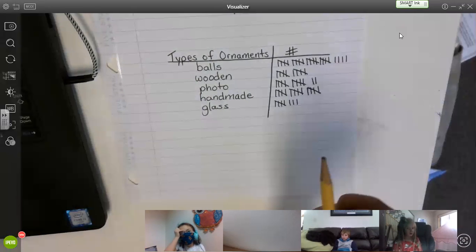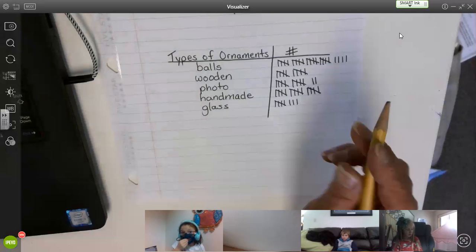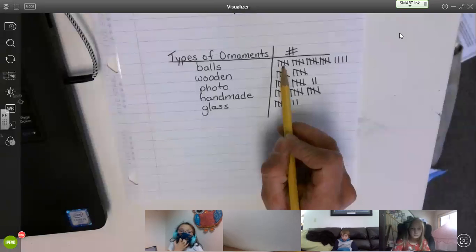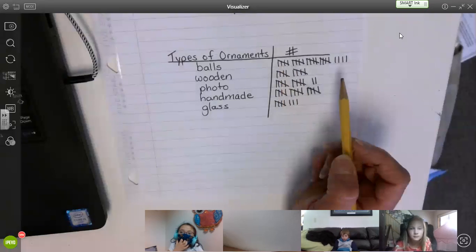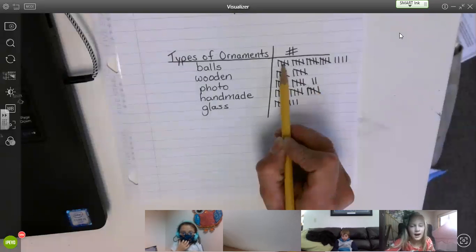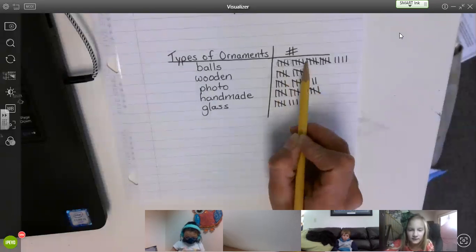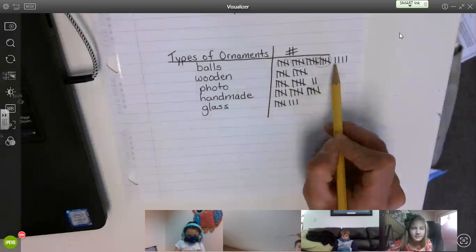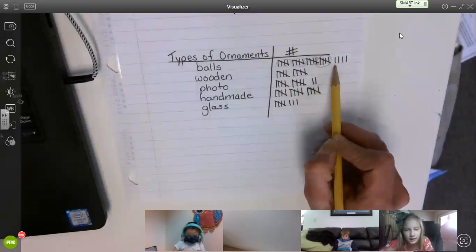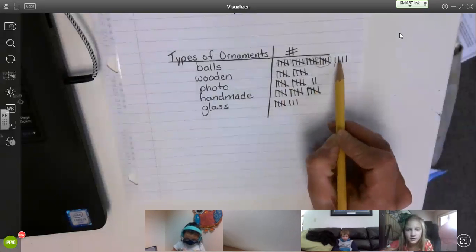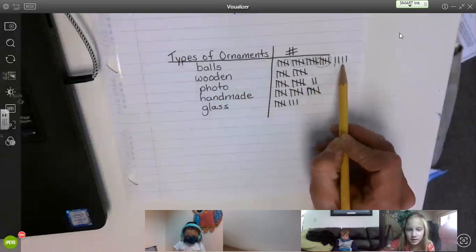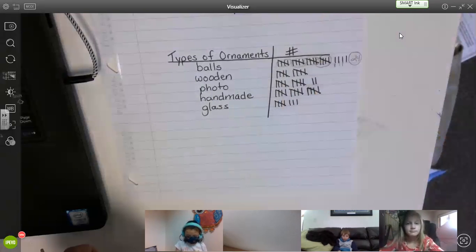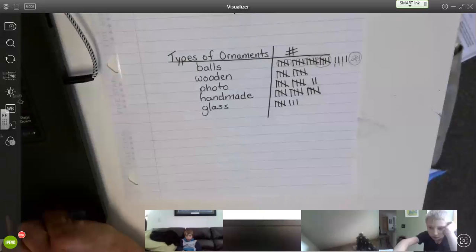Now that you saw a simple graph, this one's going to be a little more challenging, but I have the tally marks done already. Madison, help me count by 5s on my tally marks to see how many are ball ornaments. Can you do that? 5, 10, 15, 20. Now count by 1s. 21, 22, 23, 24. Okay, good. So there's 24 ball ornaments, right? You see that? So that's how we count our tally marks.